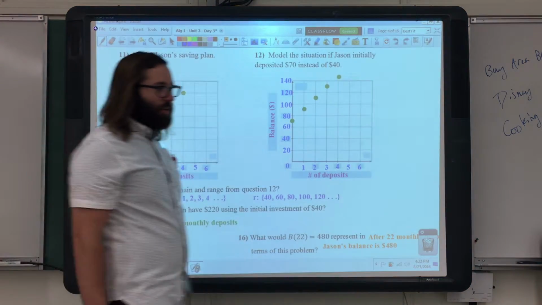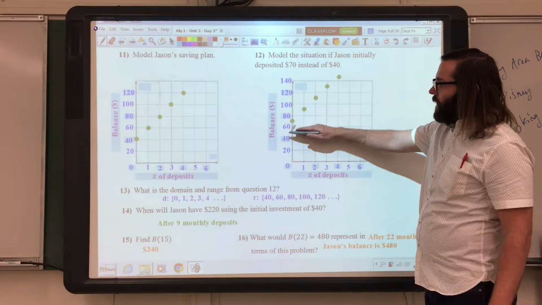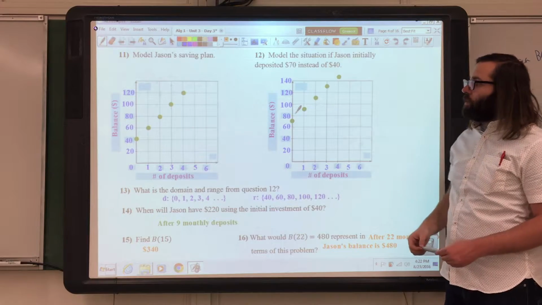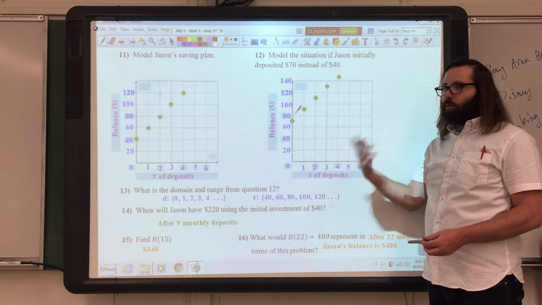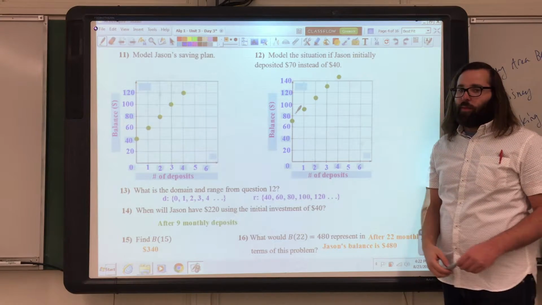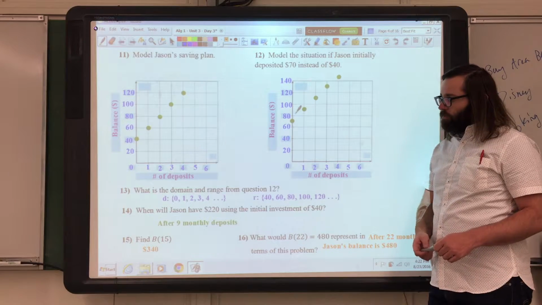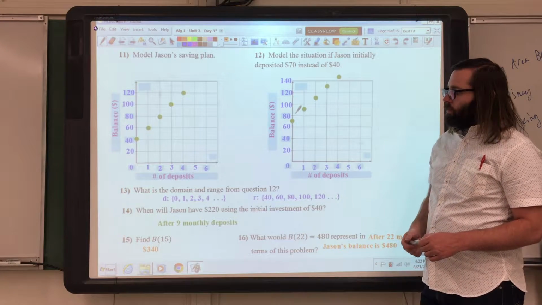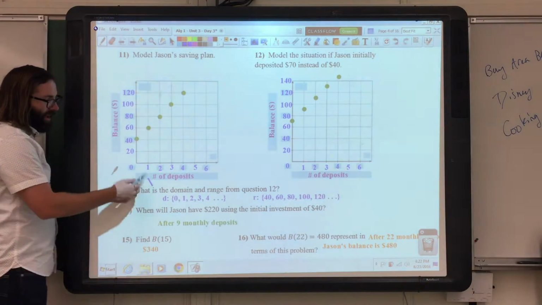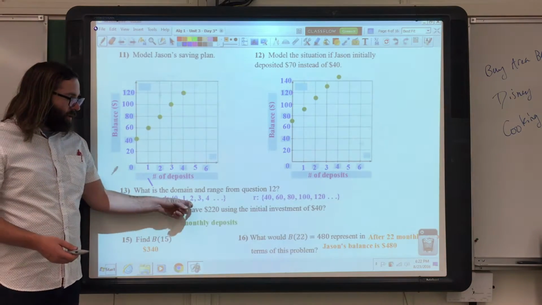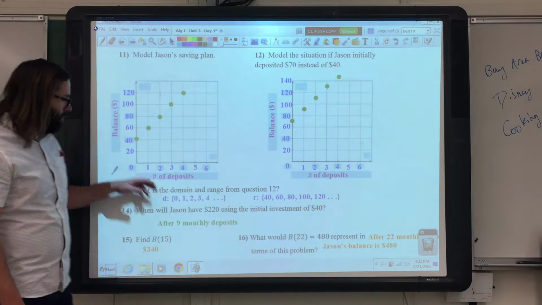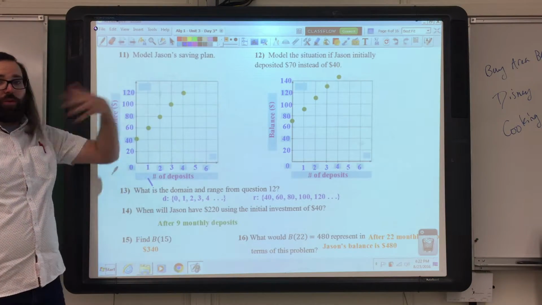And over here, if we start with 70 instead of 40, it would just shift up by 30. So we'd have 70, and then plus 20, plus 20, plus 20, plus 20. So we'd have 90, 110, 130, and so on. Your domain is your x's, or how many deposits you do. You can't make half deposits, so it's only these specific points. And your range goes from your starting value all the way up to however much you want to end with.